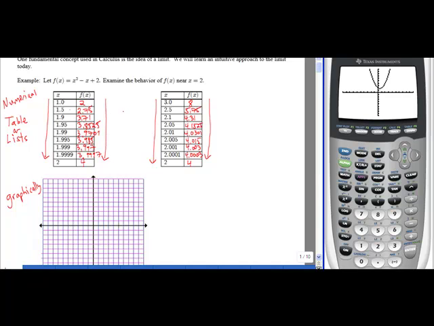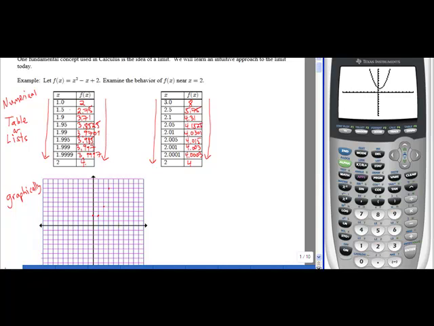When x was 1, y was 2. When x was 2, y was 4. When x was 3, y was 8. If I were to plug in 0, we would get 2 as well.